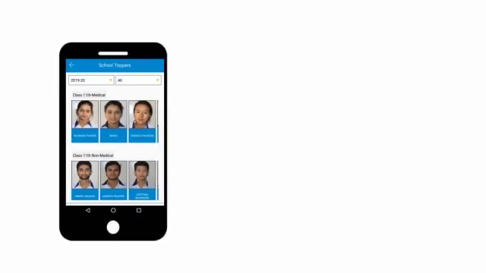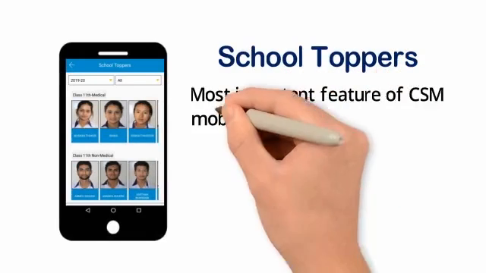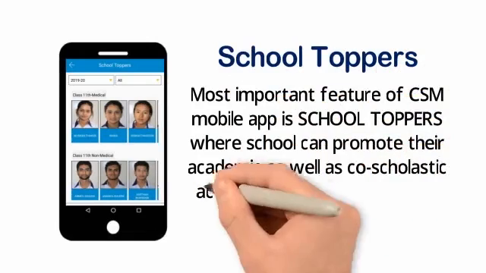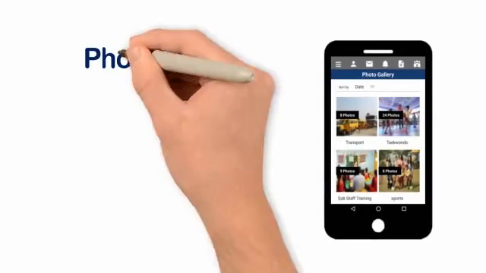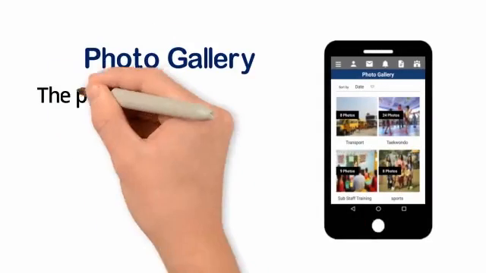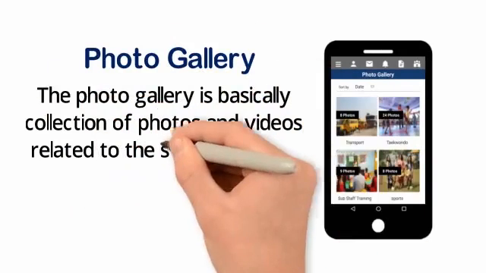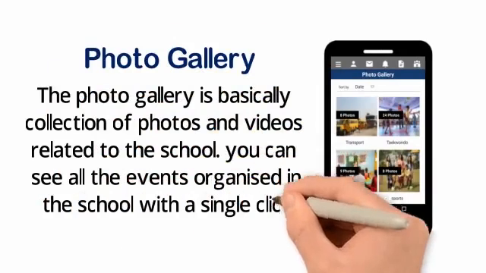The most important feature of the CSM mobile app is School Toppers, where school can promote their academic as well as co-scholastic achievers for multiple sessions and different classes. The photo gallery is basically a collection of photos and videos related to the school, where you can see all the events organized in the school within a single click.